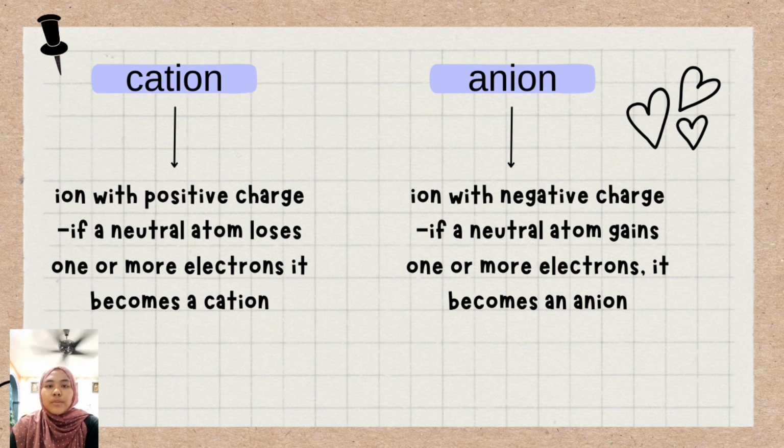A cation is an ion with a positive charge. It means if a neutral atom loses one or more electrons, it becomes a cation. An anion is an ion with a negative charge. It means if a neutral atom gains one or more electrons, it becomes an anion.